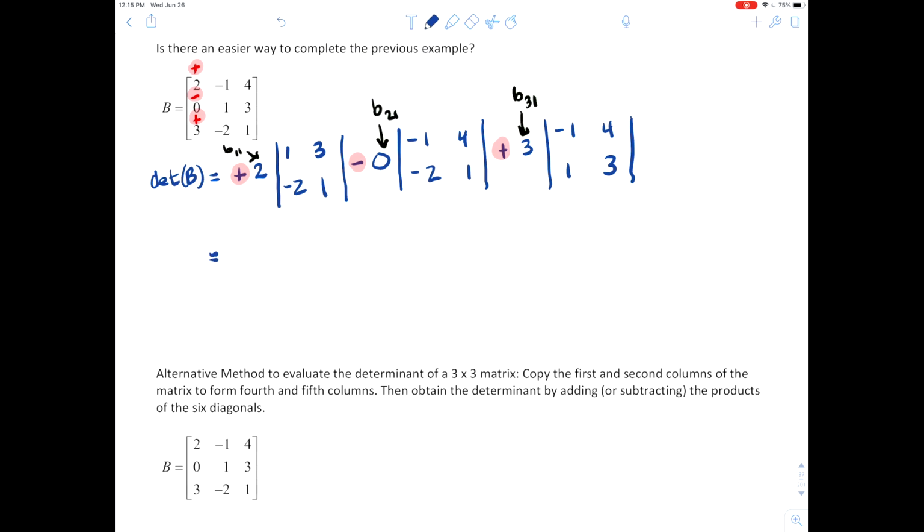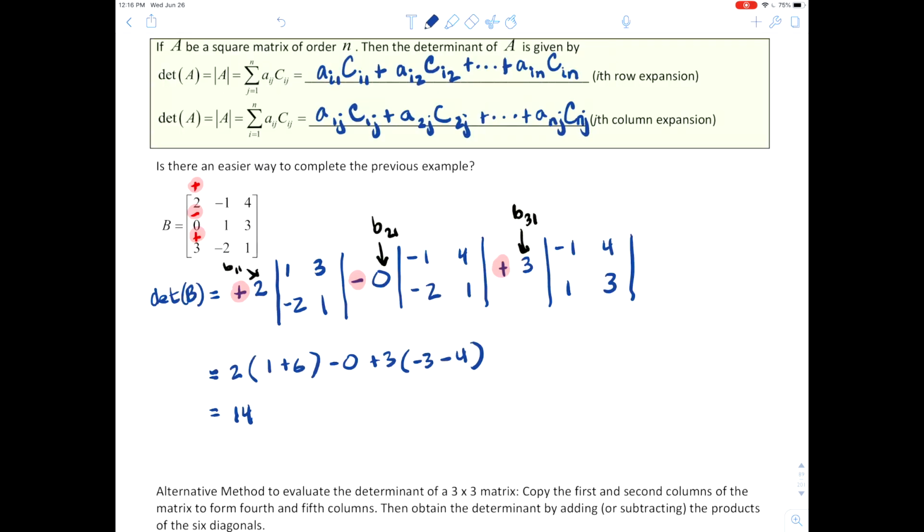So next step, let's compute it. So this will give us what? 2 times 1 minus negative 6 is 1 plus 6. And then minus 0, that whole thing's going to zero out. And then plus 3 times negative 3 minus 4. Good so far? So we will have 14 minus, and then 3 times negative 7 is minus 21, and we end up with our negative 7.